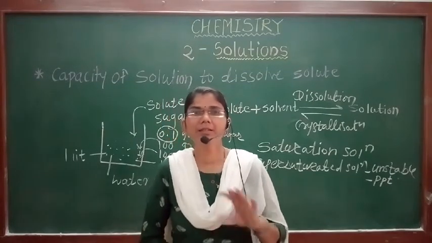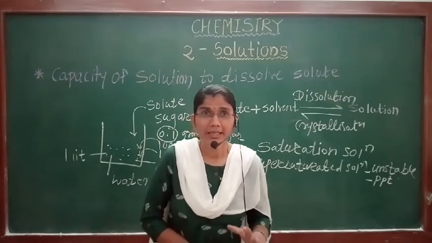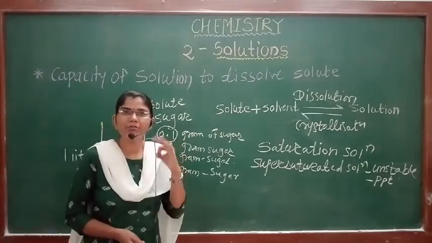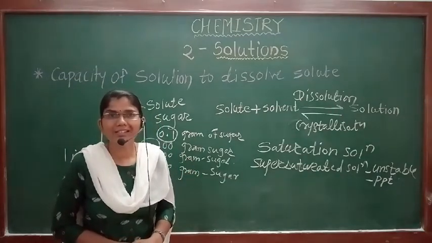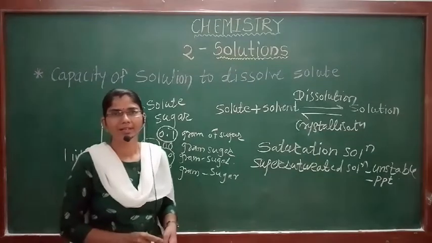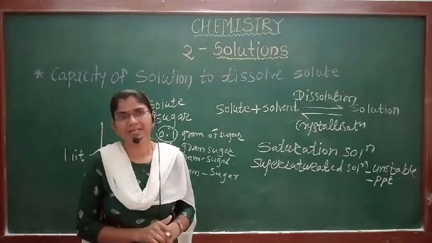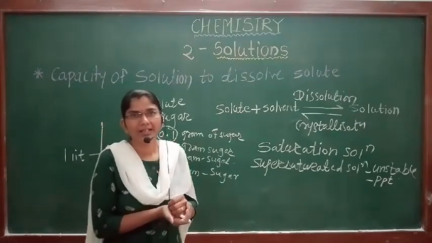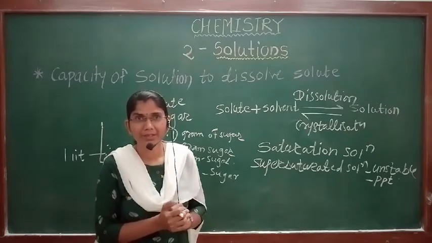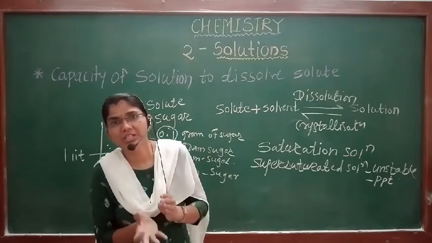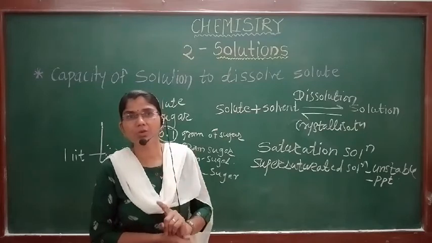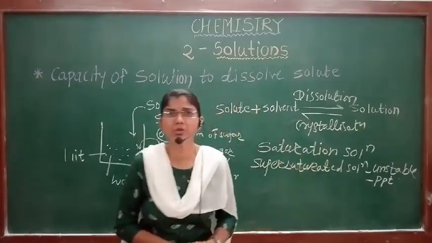And the third type of solution is this: the capacity of this solution is only 300 gram of solute dissolved in that 1 liter of water, that means 1 liter of solvent. But if we dissolve only 200 gram, less than its capacity... The capacity is 300 gram of sugar in 1 liter of water, that is 1000 milliliters. When 100, 200, 300 gram of sugar gets dissolved in 1 liter of water, that is its capacity, and the solution formed at that time we will call a saturated solution.